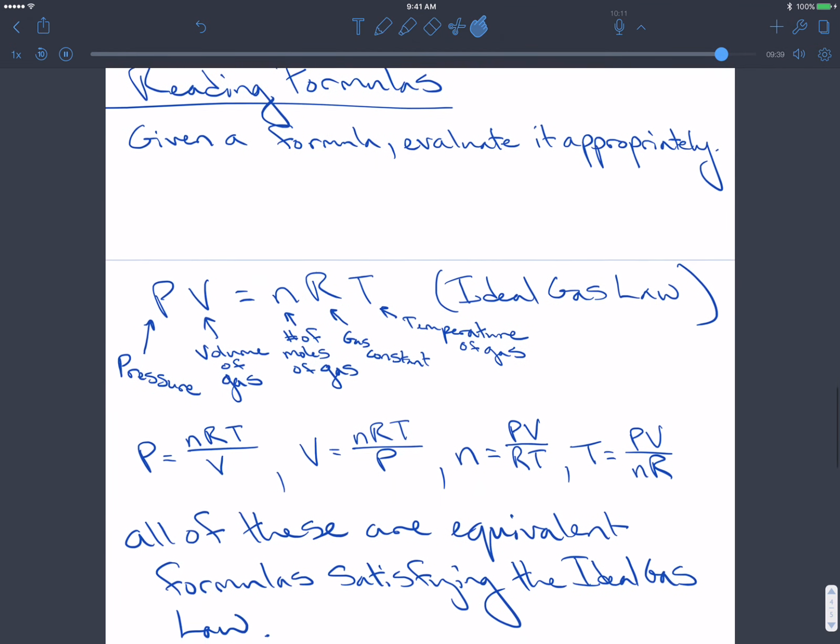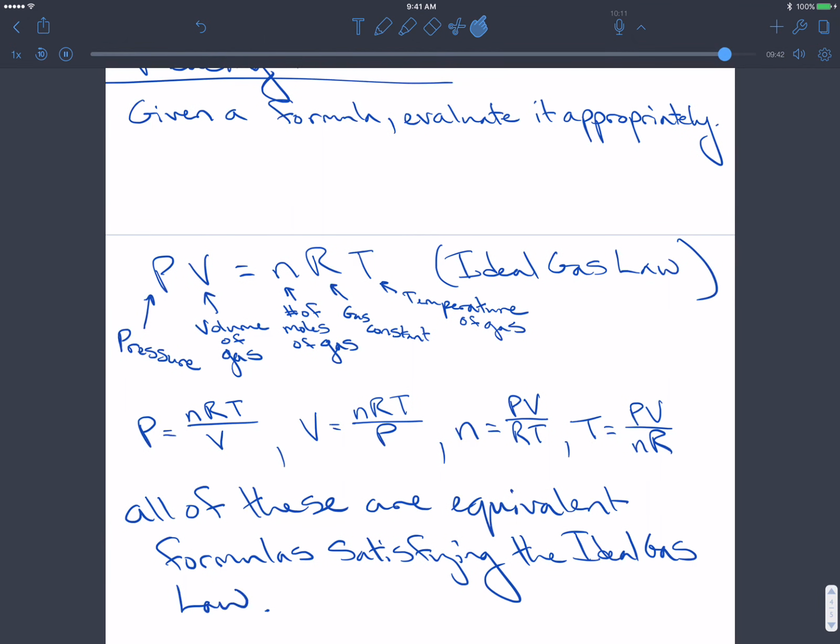All of these correspond to the same formula. They all come from the initial formula of PV equals nRT. So when you're given a formula, you can use your algebra skills to convert it and solve for whatever variable you're actually trying to determine. Are you trying to find pressure? Are you trying to find volume? Are you trying to find the number of moles? Are you trying to find temperature? And in these cases, you can solve for any of those things given the rest of the variables.